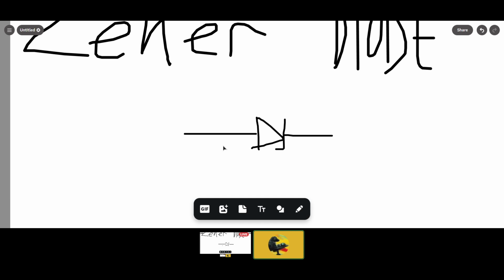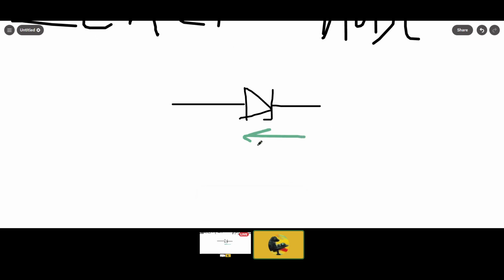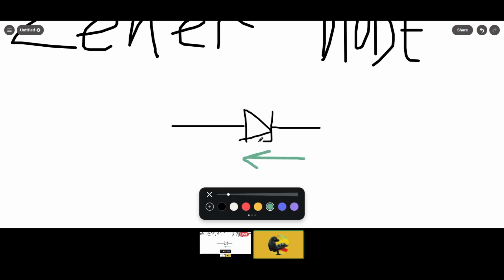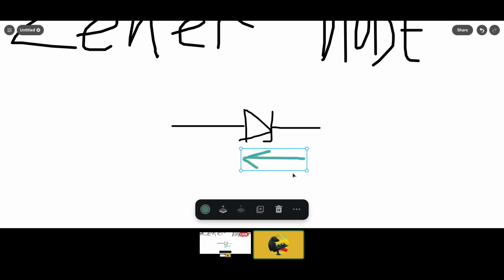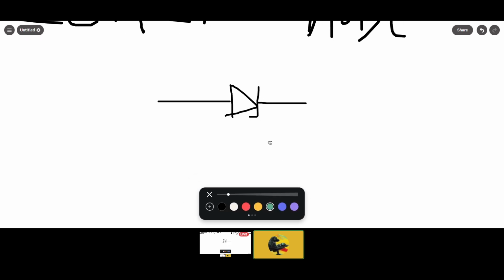Here's the thing with the zener diode. Remember how I said that in the normal diode, if the current to the left is large enough, the diode will break down and cease to function as it's supposed to? The zener diode has the exact same issue. However, it is much more fragile.